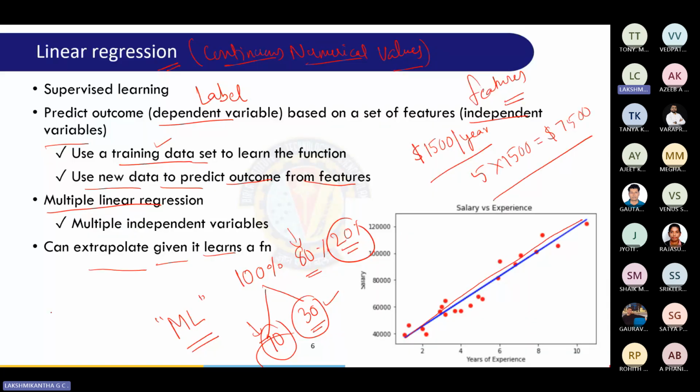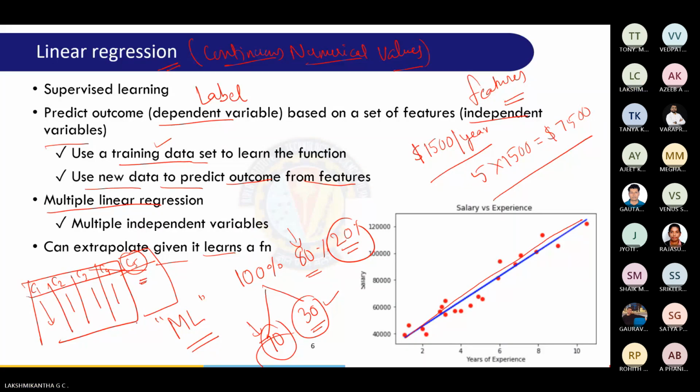Guys, in linear regression, you just imagine you have a set of data. The data set contains column 1, column 2, column 3, column 4. Suppose I have to identify some column 5 value, which means the house value, guys. So I have to take the values from C1, C2, C3, C4, and then I'm going to get this value. Understanding? That is called linear regression.